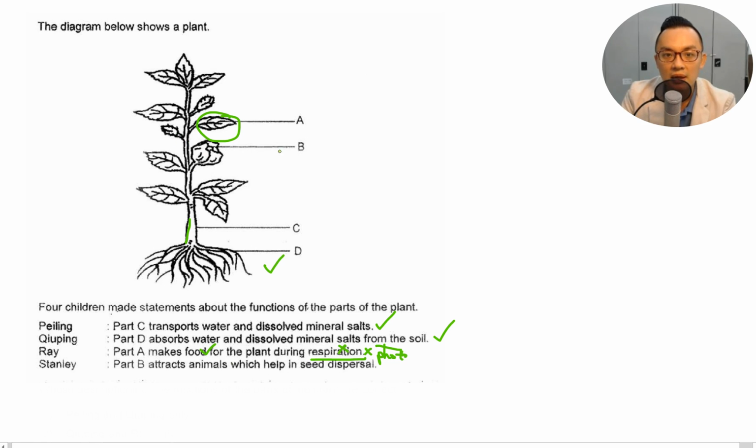Part B attracts animals which help in seed dispersal. So part B is the flower. Flowers do not help in seed dispersal. Flowers help to pollinate. Seed dispersal is actually done by fruits. So if you see a fruit, then it helps in seed dispersal. If it's a flower, it helps in pollination. So that's not correct. So only Pei Ling and Qiu Ping are correct.